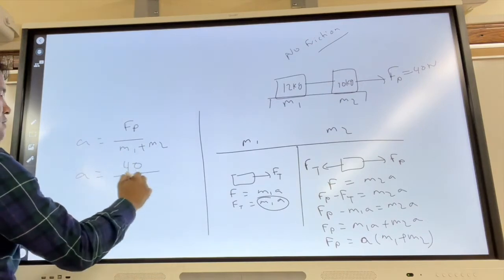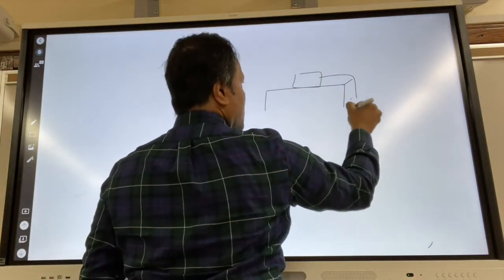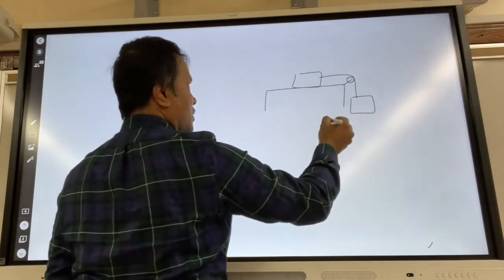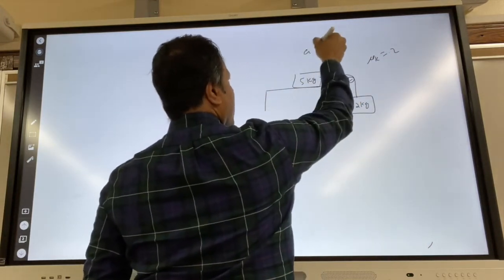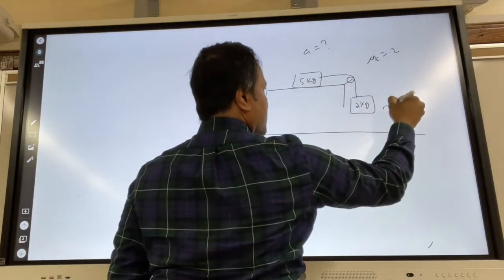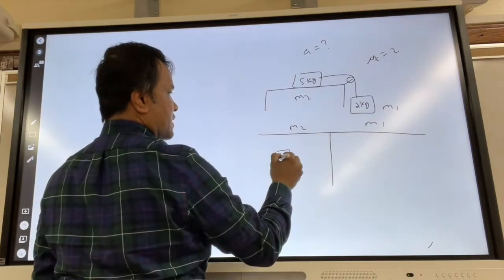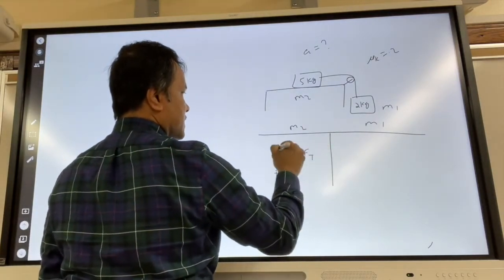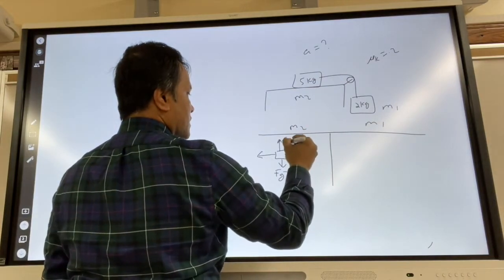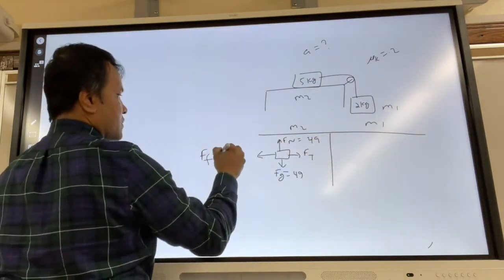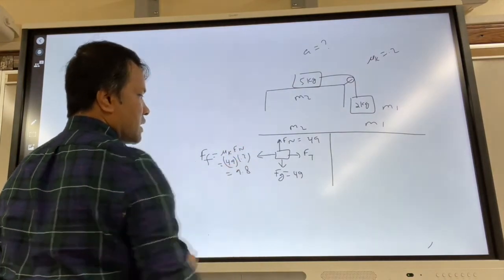Acceleration is 40 over 22. Another problem I'm going to give you tomorrow: two masses connected by a pulley and a rope. This is 5 kilogram, this is 2 kilogram. Mu k is 0.2. Find the acceleration. So again, call this one mass 1, mass 2. How many forces are acting on it? Fg, Fn, Ff. Fn is 49, and Ff is mu k times Fn, so 49 times 0.2, and that's it.